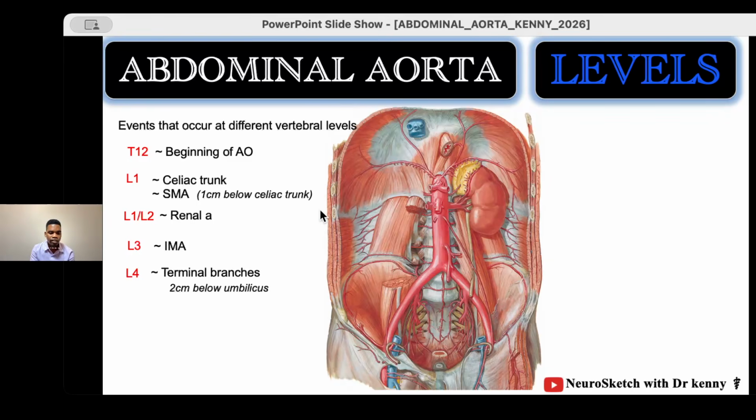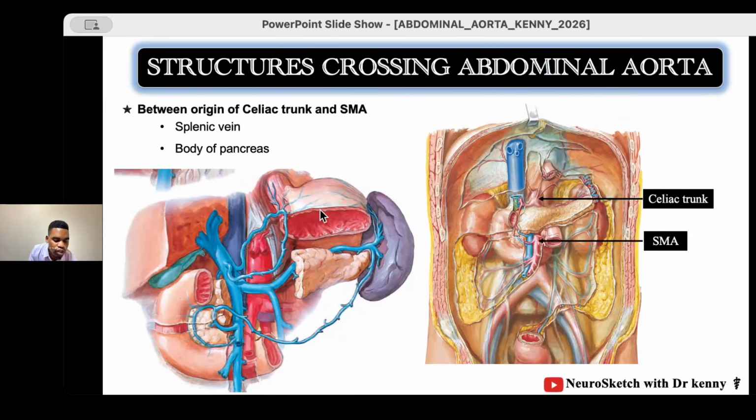Next, let's see the structures which are crossing the abdominal aorta. Between the origin of the celiac trunk and the superior mesenteric artery, we have 2 important structures crossing the abdominal aorta. Number 1 is the splenic vein. The splenic vein is coming from the spleen to empty into the portal system, and so it crosses the abdominal aorta in this region between the celiac trunk and the superior mesenteric artery, but also the body of the pancreas. Only the body of the pancreas crosses the abdominal aorta.